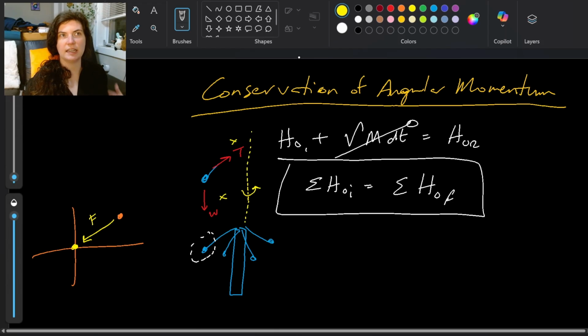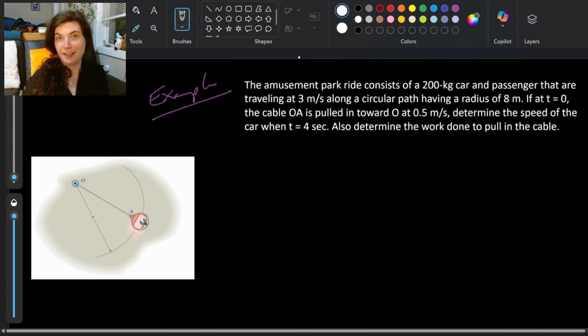So again, it's not a case that comes up too often, but when it does, we want to take advantage of it. So let's go ahead and look at an example of a case where we can use conservation of angular momentum. And oh look, our example has another amusement park ride in it.